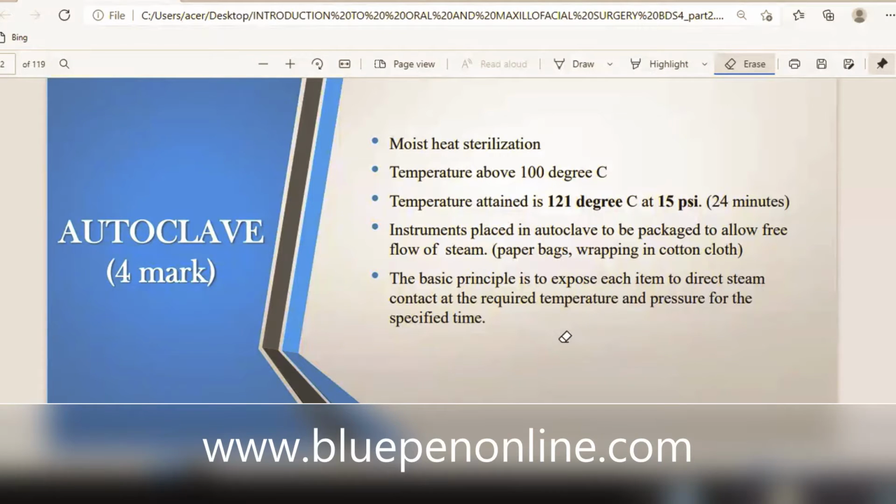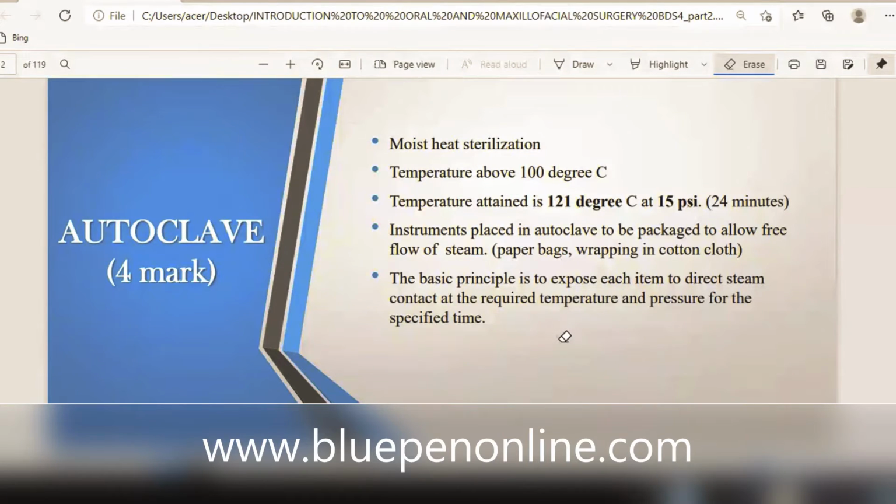It is a very important and the most commonly used thing in dentistry. Not only dentistry, in medical and dentistry, we use autoclave. So just have a look at that PPT. It's a moist kind of sterilization. Temperature is above 100 degrees Celsius, as I said. So always note the point that the temperature that we use in autoclave is 121 degrees Celsius, and the pressure used is 15 psi. And we use this autoclave for 24 minutes.